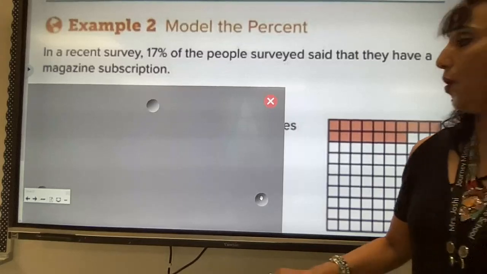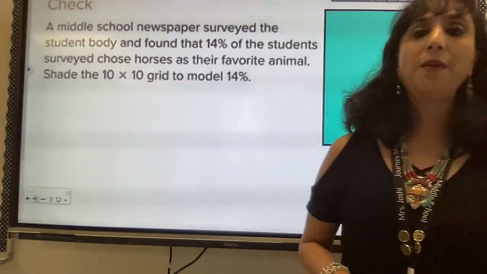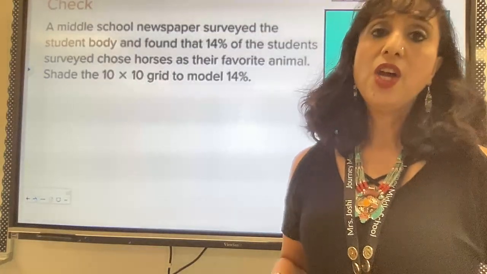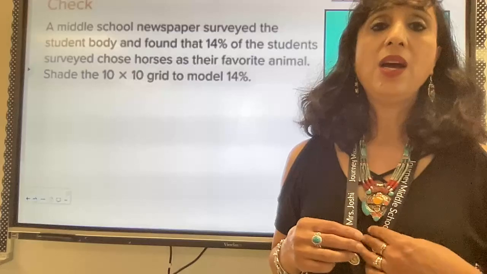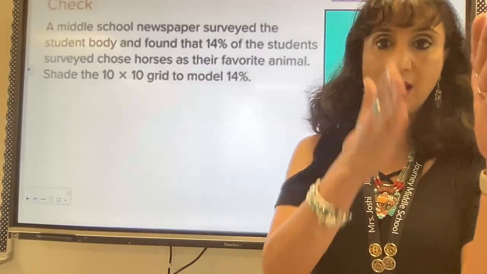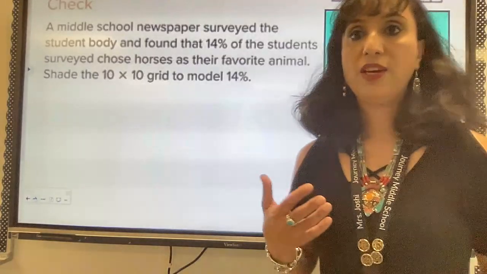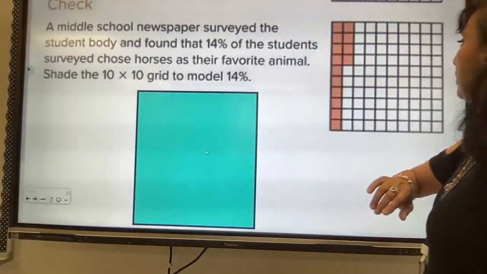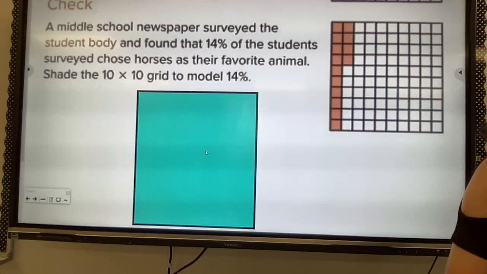All right. So let's look at another one. A middle school newspaper surveyed the student body and found that 14% of the students surveyed chose horses as their favorite animals. Shade the 10 by 10 grid to model 14%. So for 14%, I would do 10 in the entire column, and then I would just do another 4. So here is an example. There it is, 10 and 4, and this is representing my 14%.